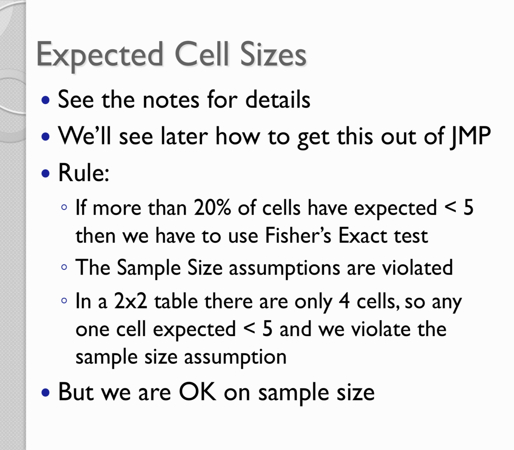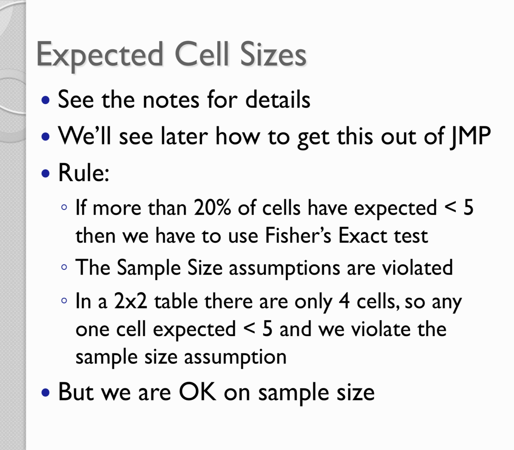What you need to know is this rule. If more than 20% of your cells have expected counts less than 5, then we have to use Fisher's exact test. The sample size assumption is violated in the case of 20% of cells having expected less than 5, and we cannot proceed with a large sample or Z statistic.